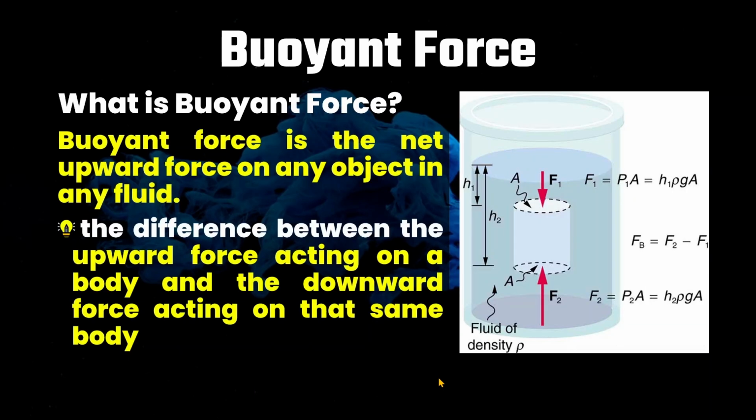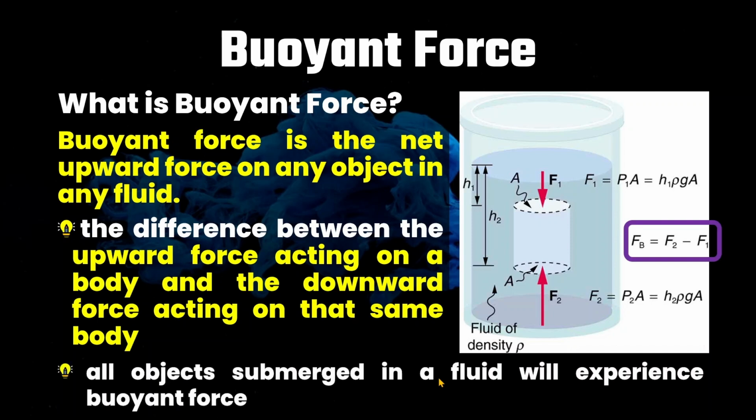So what is buoyant force? Buoyant force is the net upward force on any object in any fluid. As you can see in this diagram, there is a substantial difference between the pressure above and the pressure below the object. The difference between the upward force acting on a body and the downward force acting on that same body makes the buoyant force. So if we take the difference between the forces on top and at the bottom, that difference is called the buoyant force. All objects submerged in a fluid will experience buoyant force.